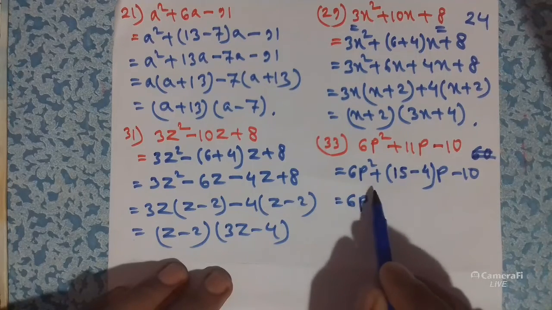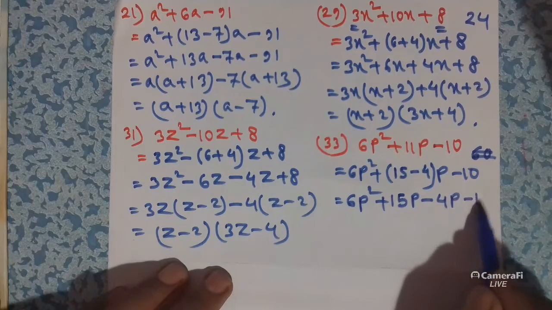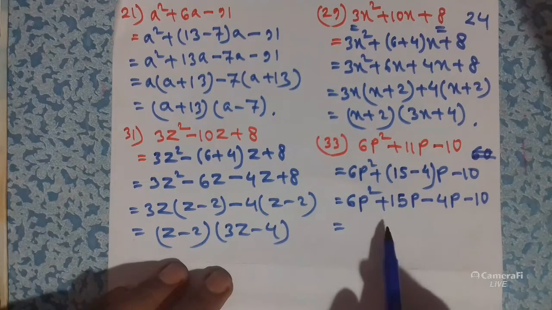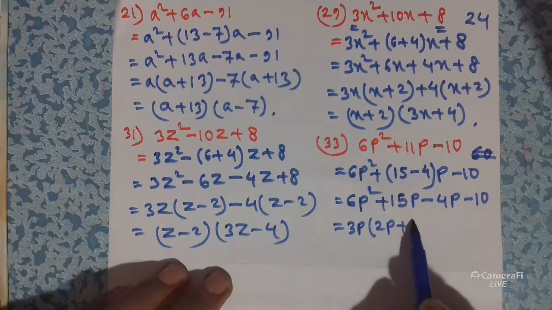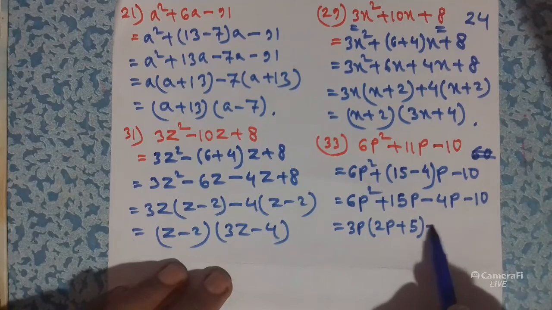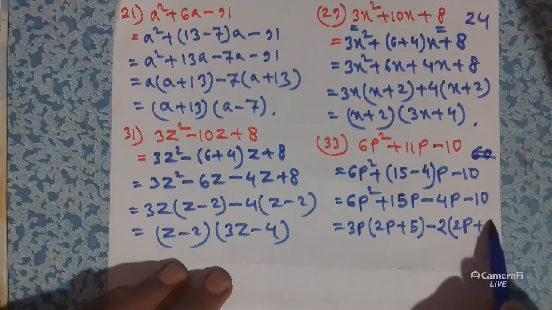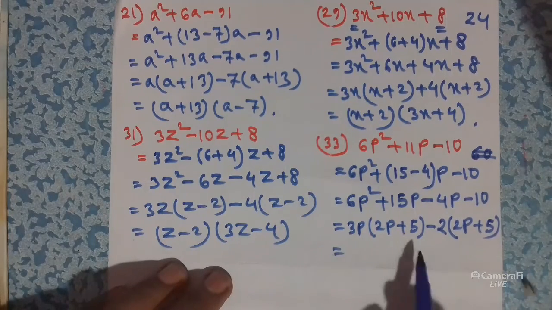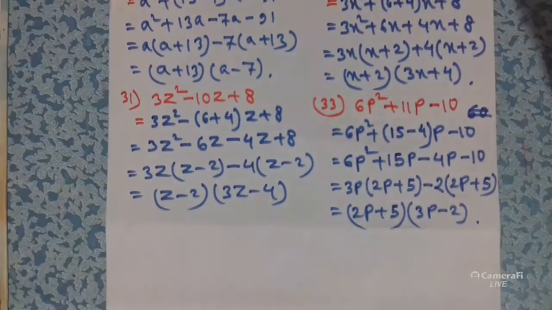Now remove this bracket. 6p square plus 15p minus 4p minus 10. Now from the first two terms we can take 3p as common. So it will be 2p and here it will be 5. And from the last two terms we can take 2 as common. So it is 2p and minus 2 fives are 10. So again we can take 2p plus 5 as common. So after taking 2p plus 5 as common, 3p minus 2 will be left.